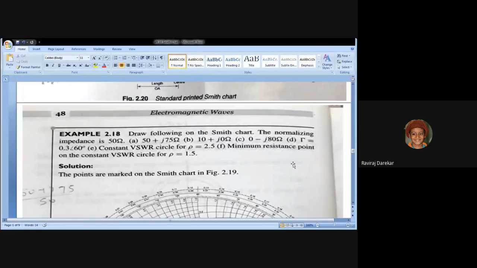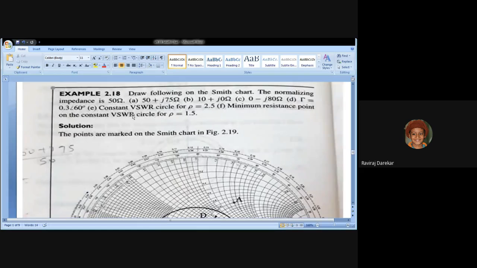Also, if you learn in a higher depth, we can see that gamma is equal to 0.3 at 60 degrees. How can we convert it into the real and imaginary part? We can use the conversion from polar to Cartesian, or polar to rectangular, and from rectangular to polar we can convert it, or it can also be directly plotted as here. 0.3 is the value with an angle of 60 degrees. Here we can see that the 60 degree angle can be taken from the center, and the circle with this 0.3 can be plotted as here with point D.